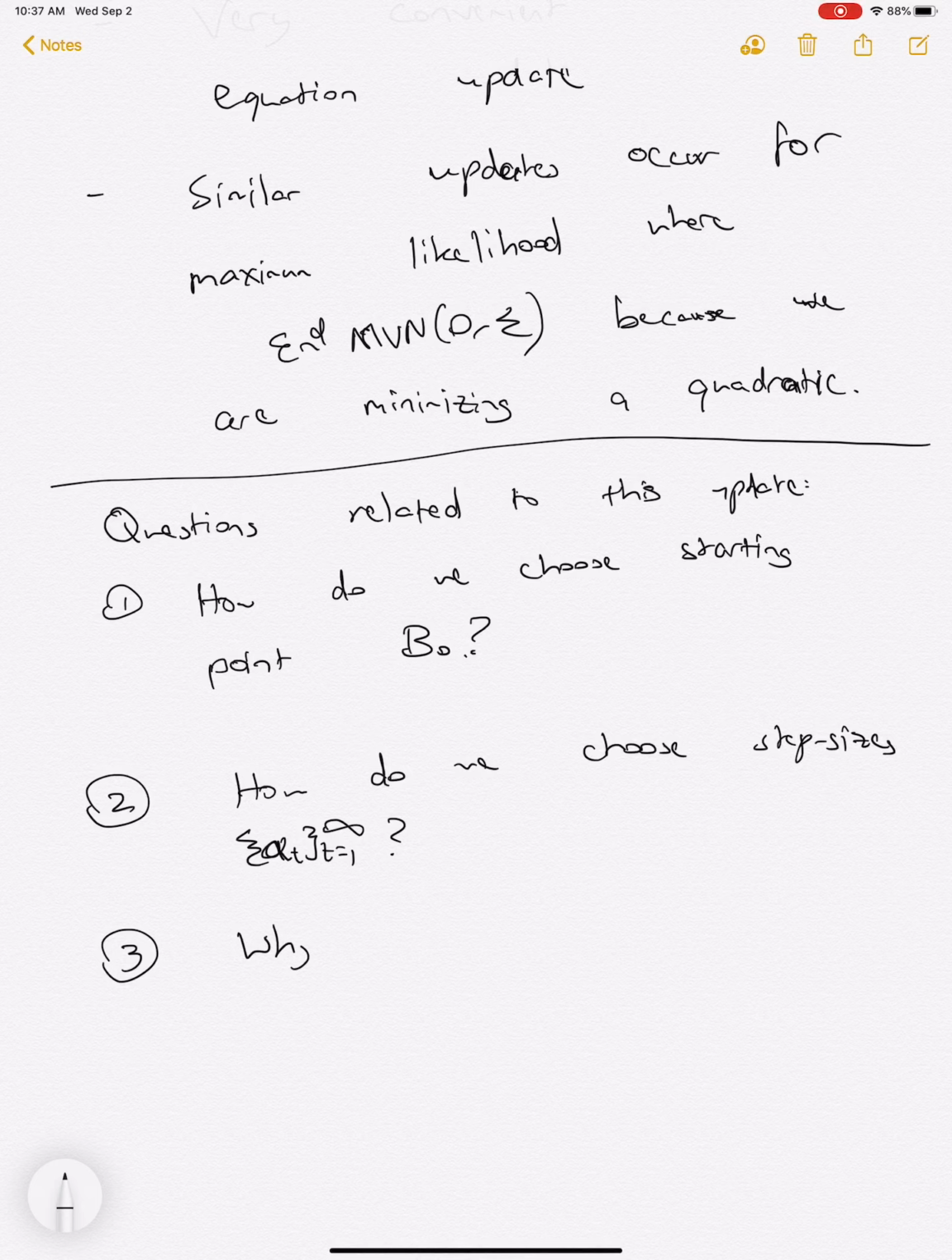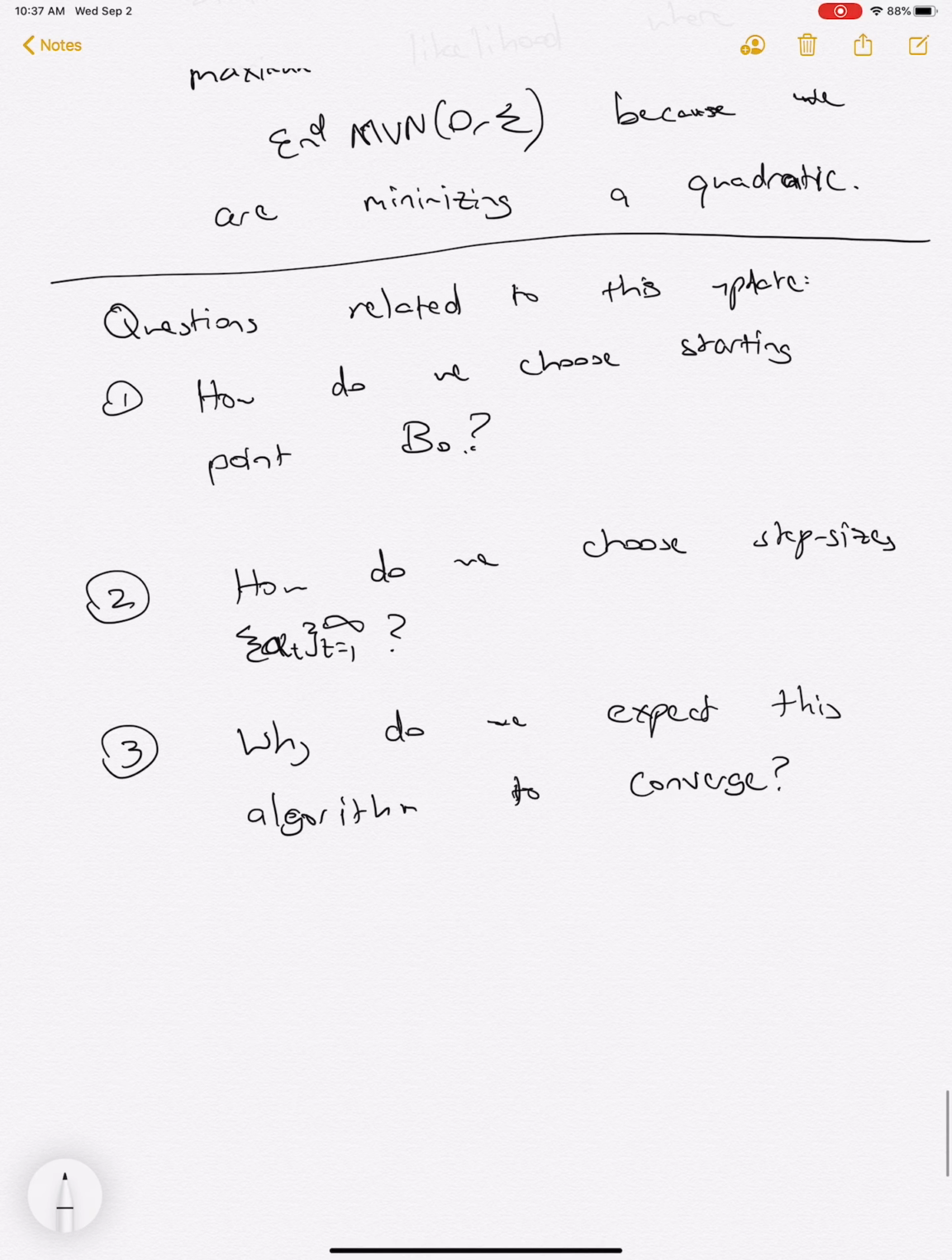And then the last and probably most important question to think about, and one we're going to spend a fair bit of time focusing on in the next lecture, is why do we expect this algorithm to converge at all? I've just kind of seemingly pulled this gradient descent update from thin air. Why would we actually expect this to converge to what we want it to?